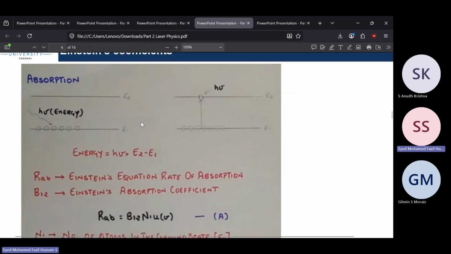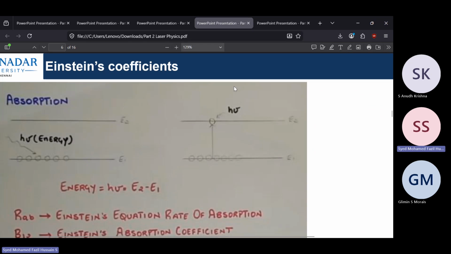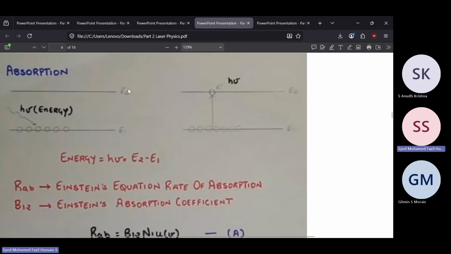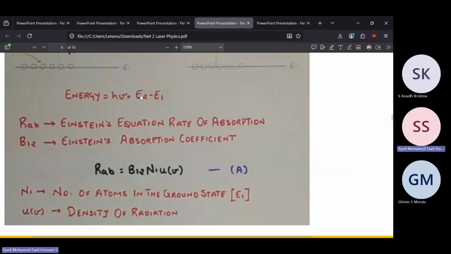As you can see in absorption, the energy source can be light or heat or some other energy. When it is absorbed, the electron goes from the ground state to an excited state, from E1 to E2. Let's say E2 is the higher energy. So the energy is h nu, h into frequency. This is what absorption is. The energy required to go from E1 to E2 is E2 minus E1. So h nu is equal to E2 minus E1.